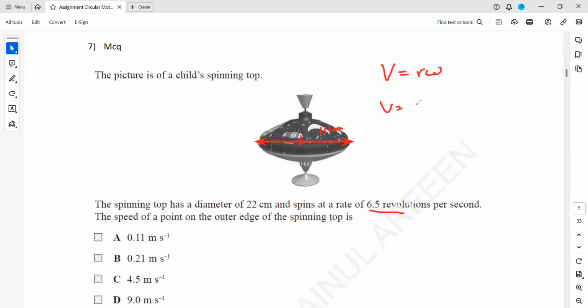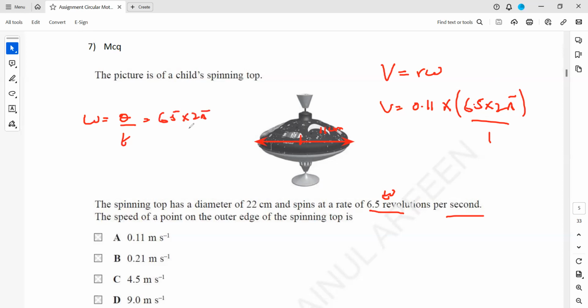Where r is the radius, which is 11 centimeters, 0.11 meters. And omega is given in revolutions, 6.5 revolutions per second. It should be in radians, so to convert revolutions into radians we multiply by 2 pi. Time is 1 second, because omega is equal to theta divided by t. So it is 6.5 revolutions converted into radians, and time is 1 second. When we multiply, this will give us the linear speed, 4.5 meters per second.